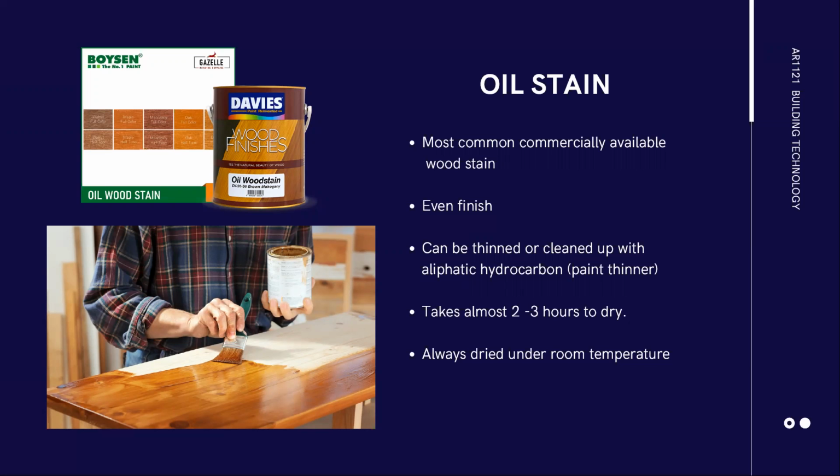This makes it perfect for a large project because you don't have to micromanage every brushstroke to avoid splotching. And then oil stains can be thinned or cleaned up with aliphatic hydrocarbon or paint thinner. Oil stains are also known to be one of the wood stains that dry really slowly, taking 2 to 3 hours to dry, and it should always be dried at room temperature.